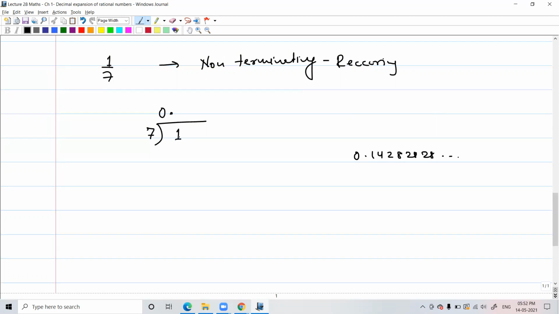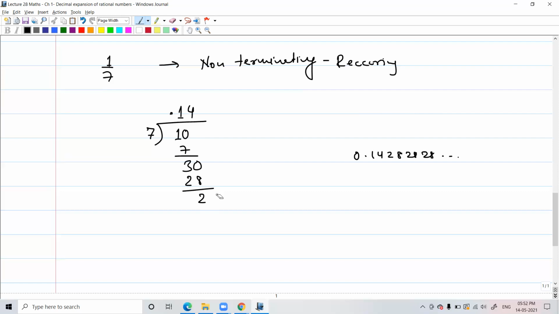Yeah, so 1 is smaller than 7. So what do we do? We put a decimal. And once you put a decimal, you are free to put a 0 over here. Now this is 10. So 7 ones are 7. 3 is the remainder. And you should know that if we have put a decimal, free of cost we are allowed to put a 0 over here, not more than 1. So now 3 becomes 30. So 7 4s will be 28. 2 is the remainder.